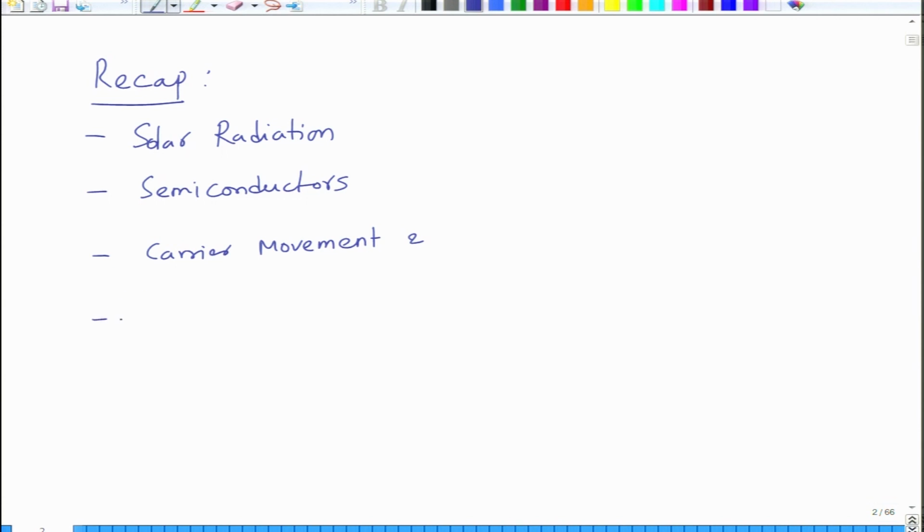and finally we looked at recombination and generation in semiconductors. So these three topics lay the foundation of how the carrier concentration changes in a semiconductor in the presence of various kinds of stimuli or under various conditions of operation.